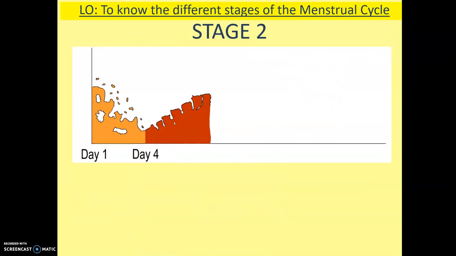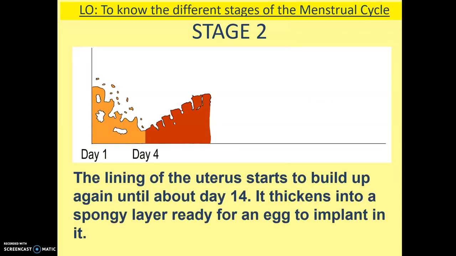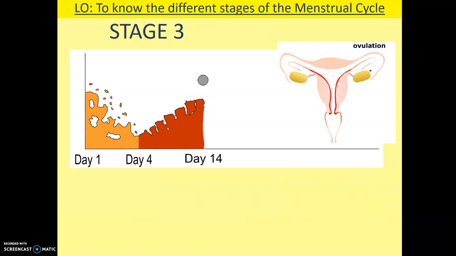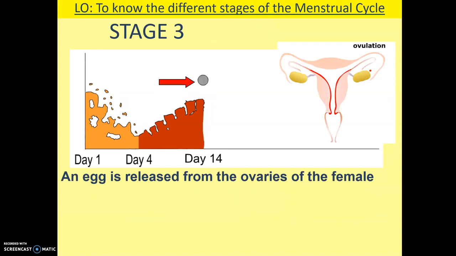And then for stage 2, which is around day 4, the lining of the uterus starts to build up again. Remember, around day 1 to day 3, it breaks down. Day 4, the lining begins to build up again, until about day 14, where it thickens into a spongy layer, ready again for an implant in it. Does that make sense?